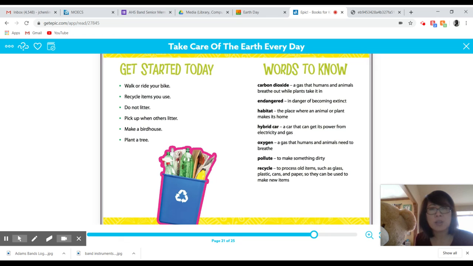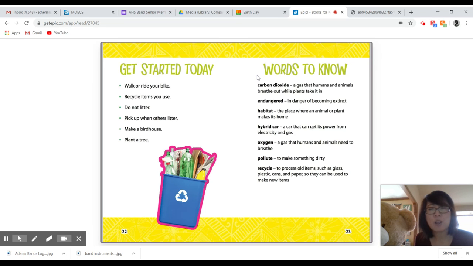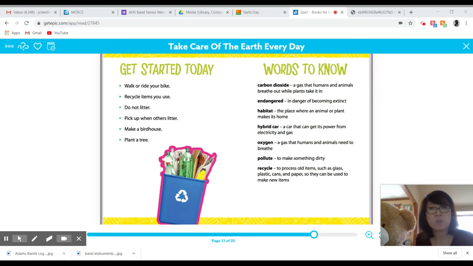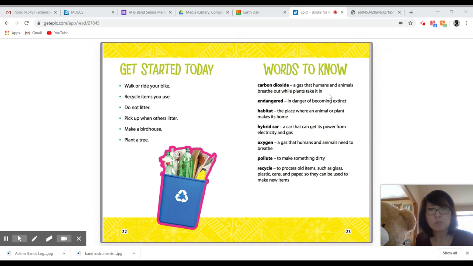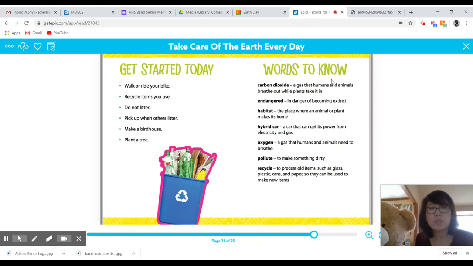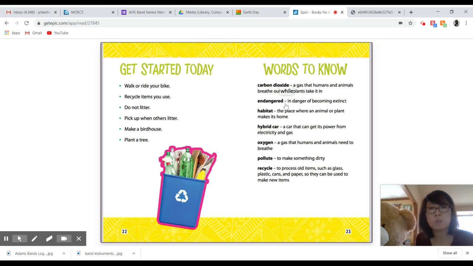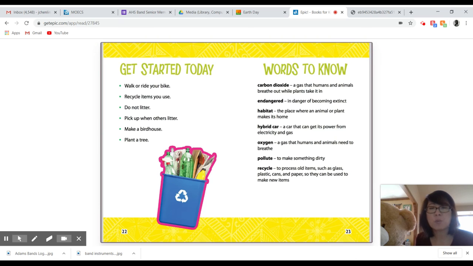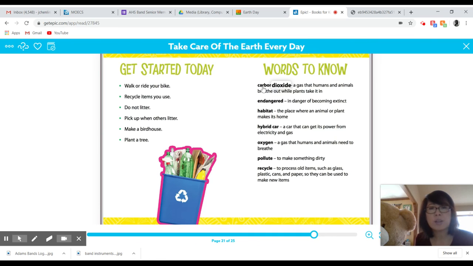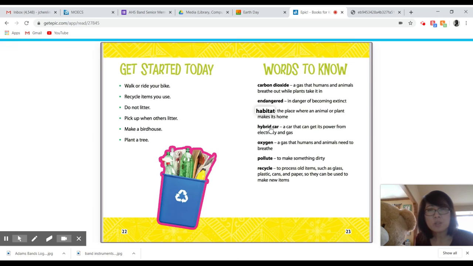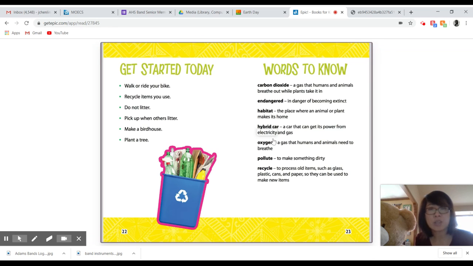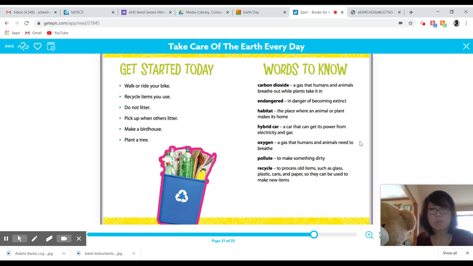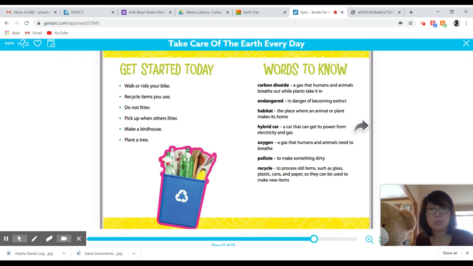Here's the glossary that gives us definitions for words that we saw in the book. So in the words to know section, this is where all those bolded words are, along with the definitions. Now, notice if you're older that these words are in alphabetical order, just like you would find in a dictionary. Let's go to the next page so I can show you the index.